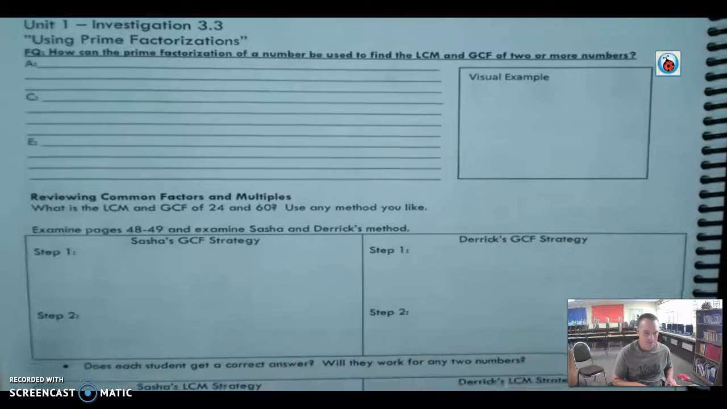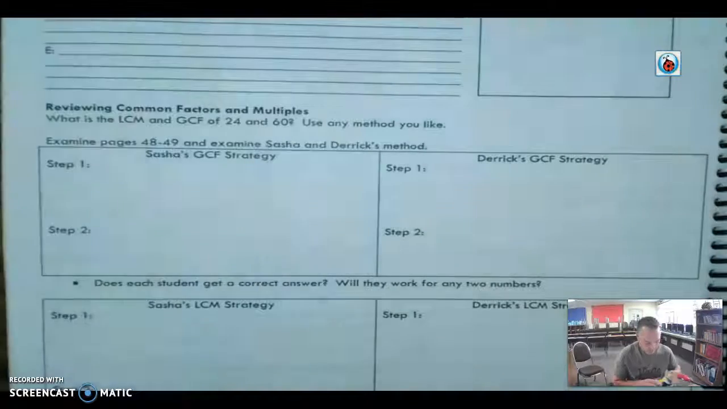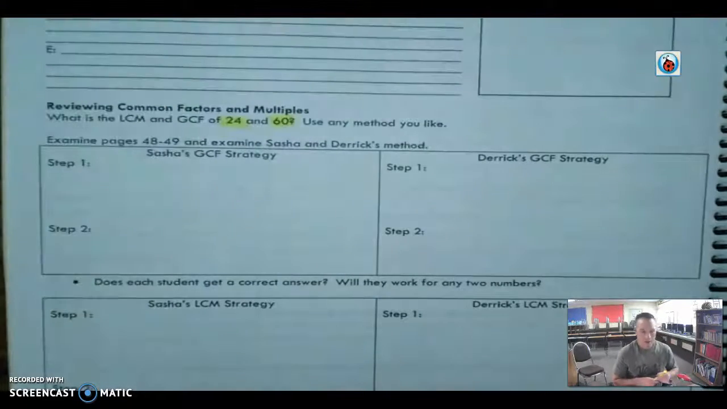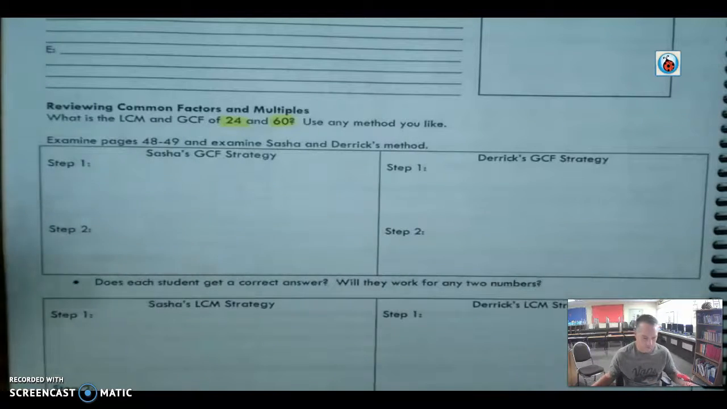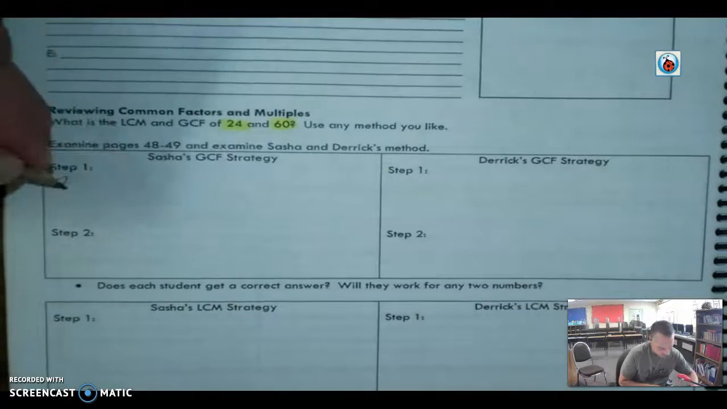So first off, the two numbers we're talking about are 24 and 60. Okay? Sasha's strategy is to list all the factors of 24 and 60. In this case, you need to know all the factor pairs of 24 and 60. So we're going to label that first. I'm going to pause the video, and you list all the factors of 24 and 60. I'll give you one. So let's say there's 24 and 60.